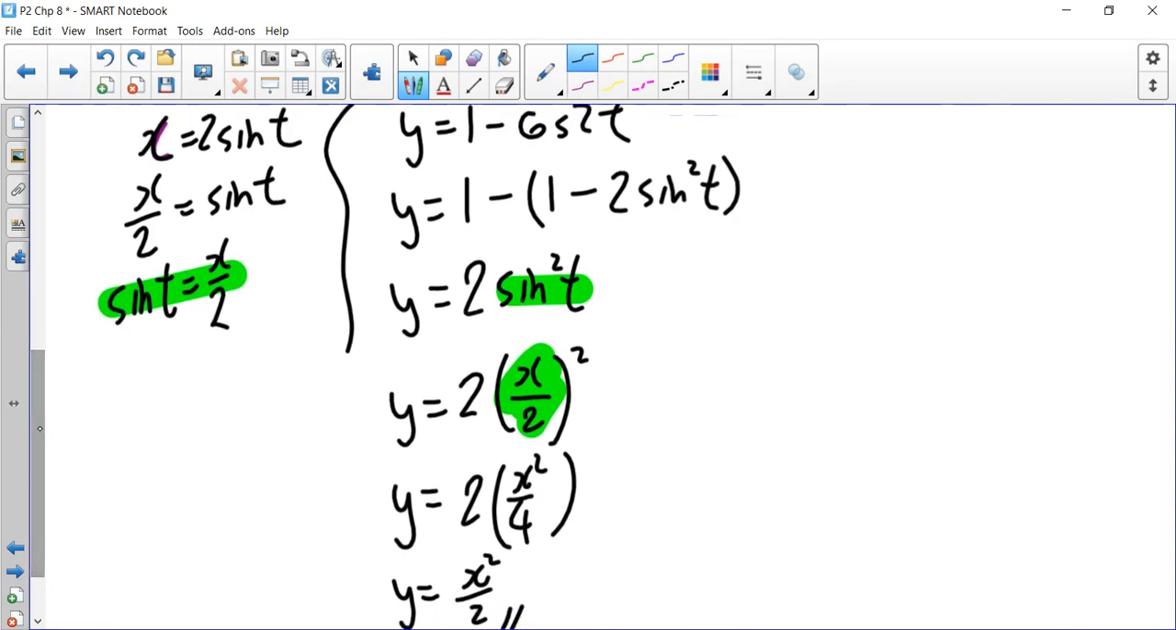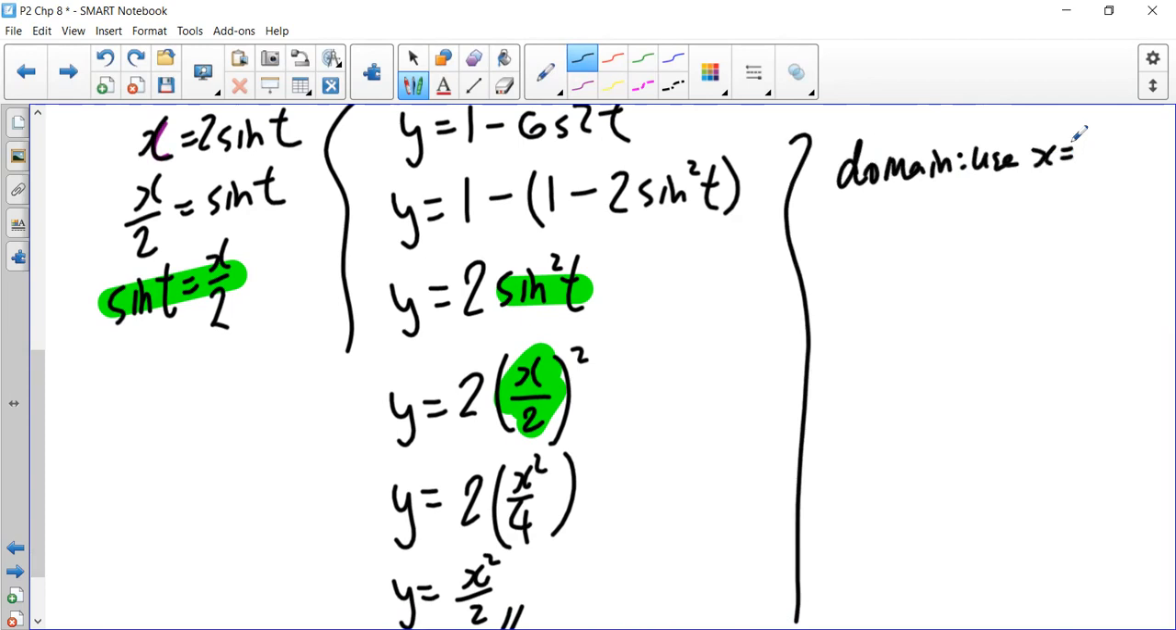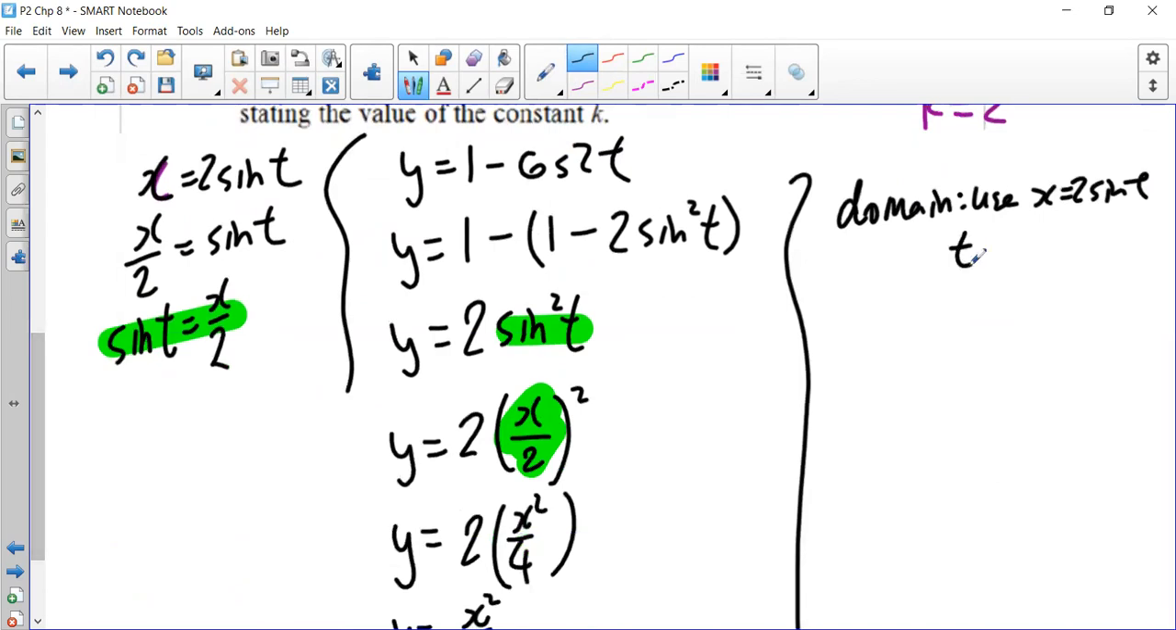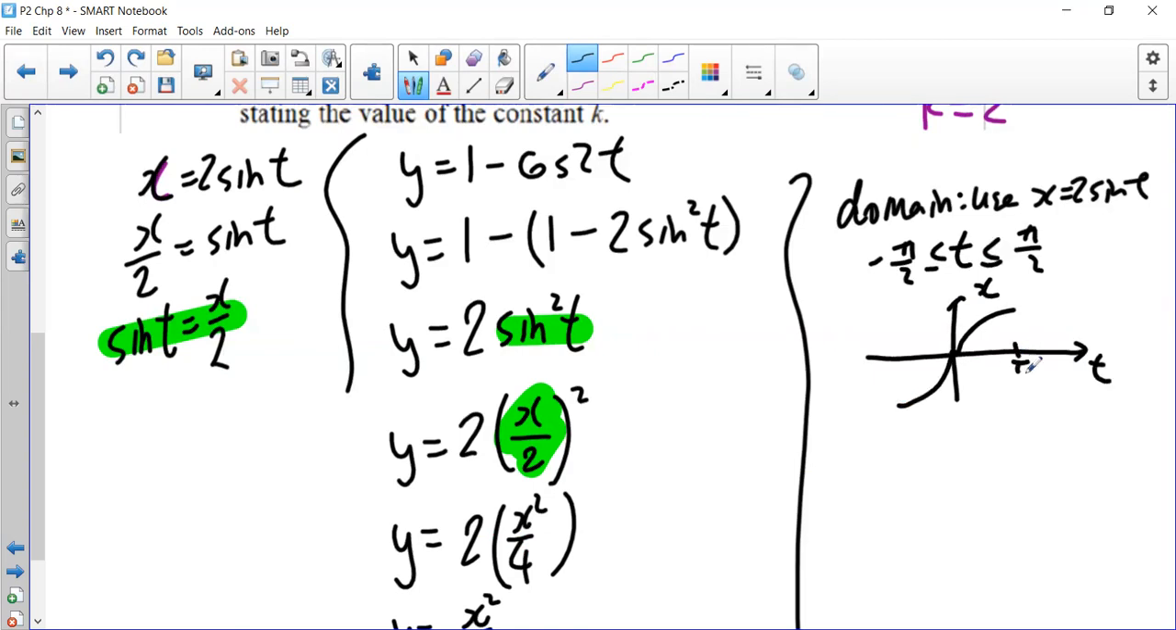Part B, find the domain. Okay, to find the domain, I'm going to use the x equation. So I'm going to use x equals 2 sine t. Well, t is bound between minus pi over 2 and pi over 2 again. So t is between pi over 2 and minus pi over 2. That means if I sketch a graph of t and x, like this again, pi over 2, negative pi over 2, 1, and minus 1.